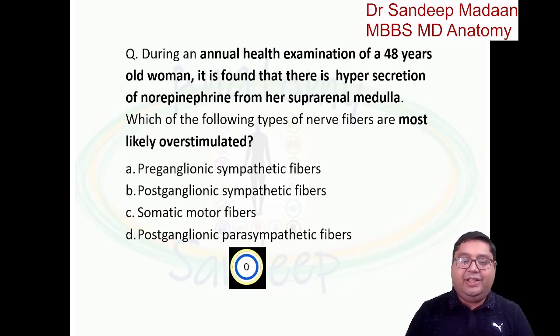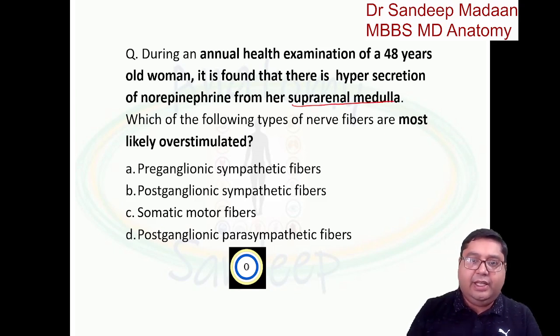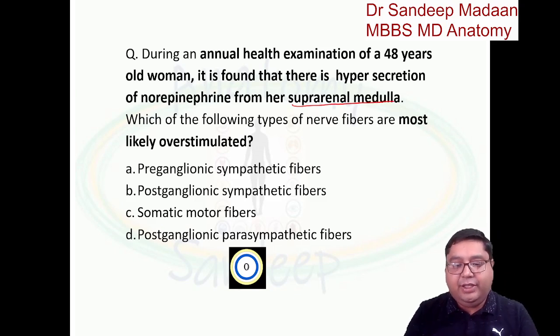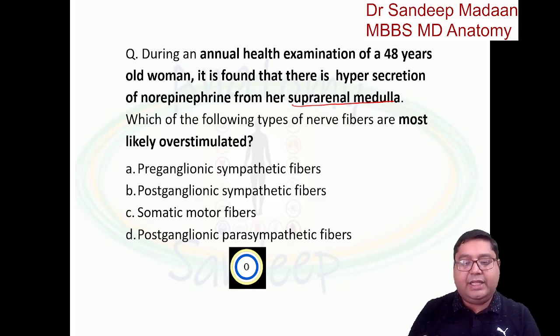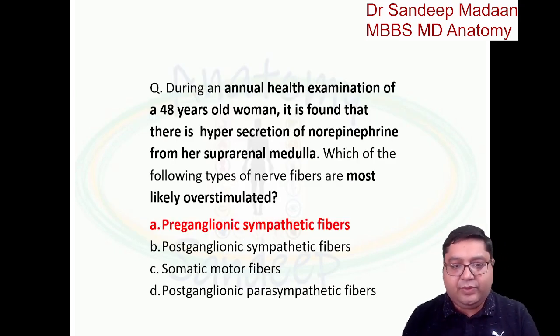Hanji, what do you think? So straightforward, because in this person the suprarenal medulla is hypersecreting, and we know the medulla itself behaves as a kind of ganglion. So preganglionic fibers must have come, and in response to that the medulla is secreting. So what is overstimulated is the preganglionic sympathetic fibers.